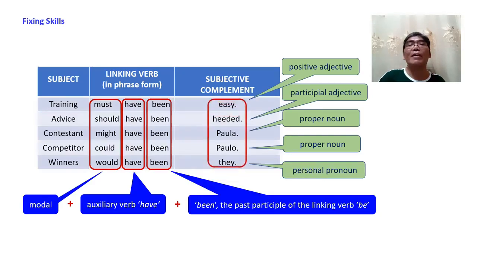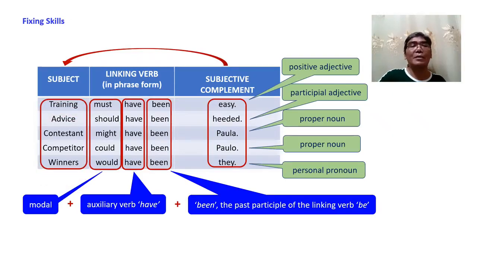All of these subjective complements refer back to the subject of the given sentences, meaning to say, the positive adjective easy modifies the subject training. The participial adjective heated modifies the subject advice. The proper noun Paula gives another name for the subject contestant. The proper noun Paulo gives another name for the subject competitor. And the personal pronoun they identifies the subject winners.